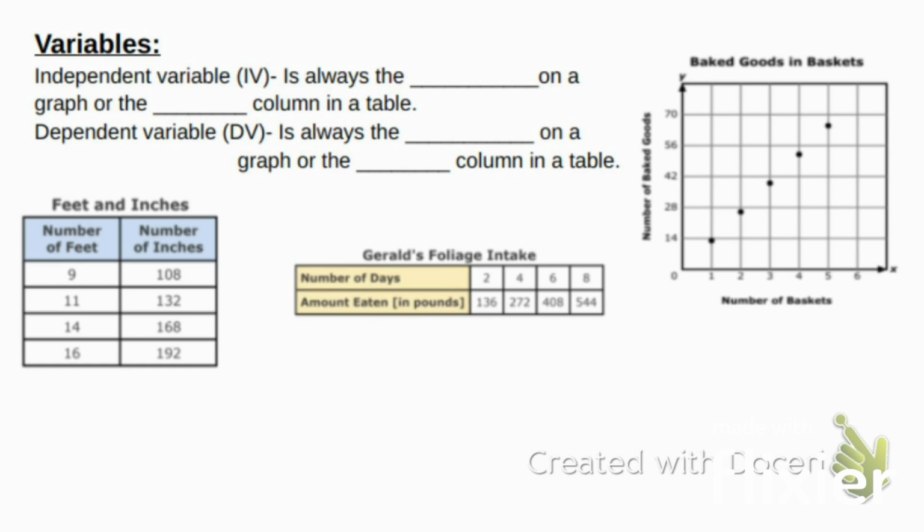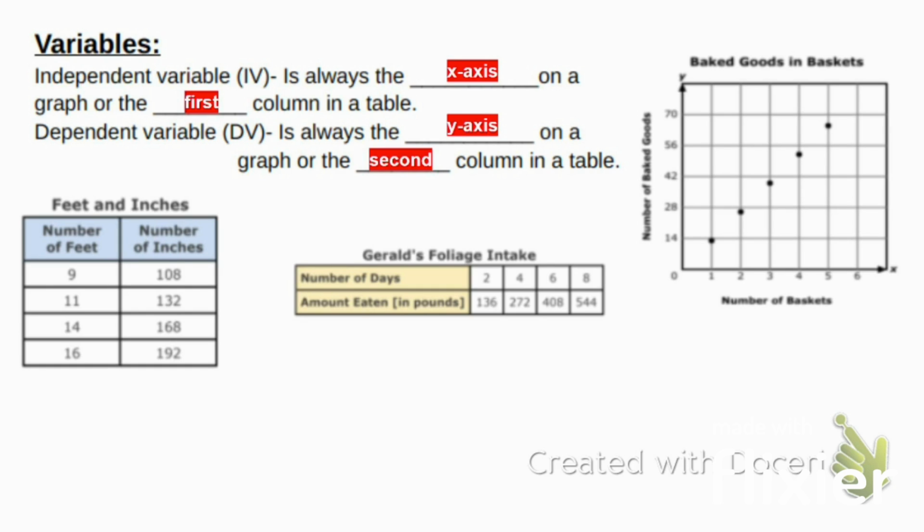So an independent variable is always on the x-axis on the graph or the first column or row in the table. Independent variables tend to be smaller numbers, and they also tend to be what does not change. It's more consistent. The dependent variable is always on the y-axis on the graph or on the second column or row in a table.